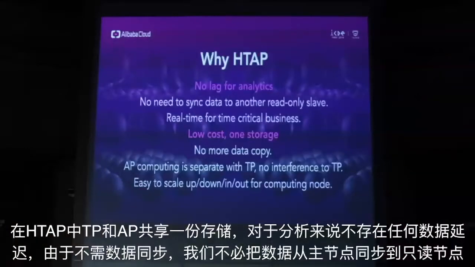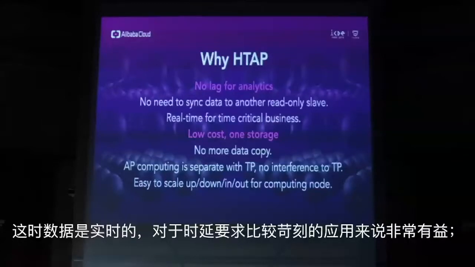In HTAP, TP and AP share one storage. So there's no lag for analytics because there's no need for syncing data. You don't have to sync data from the master to a read-only slaves. And it's real time. It is good for time-critical business.